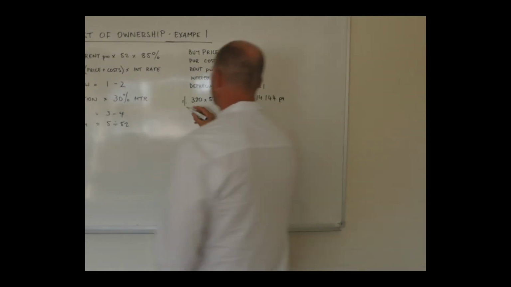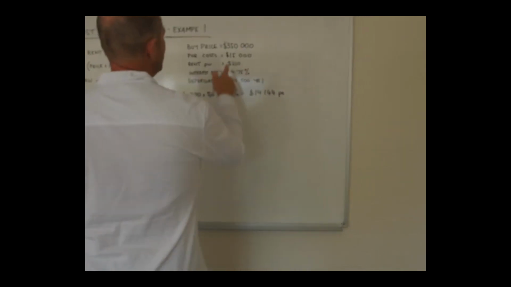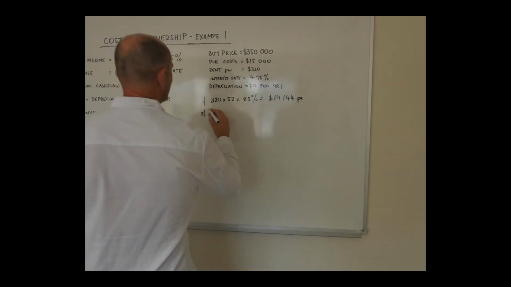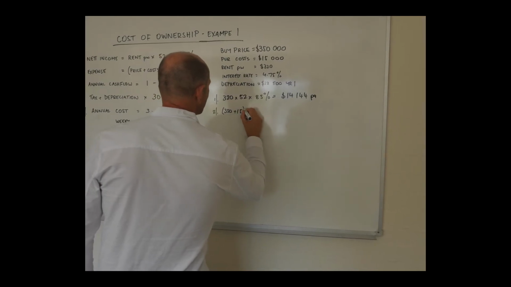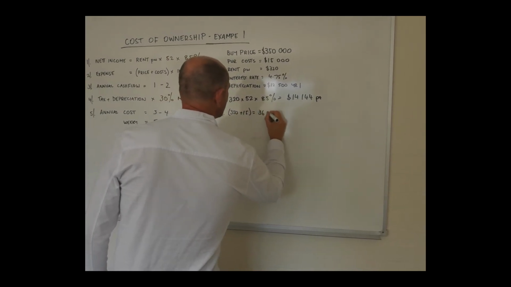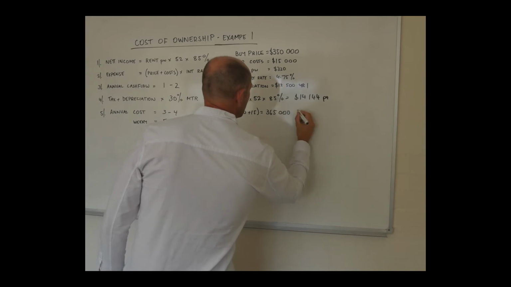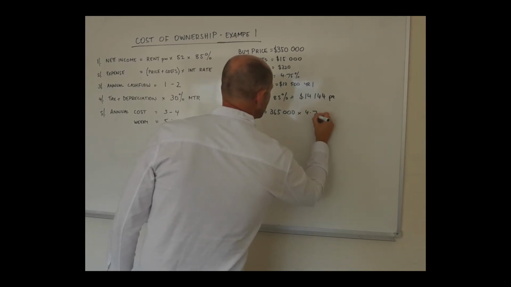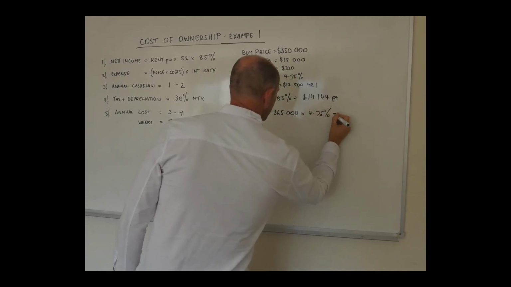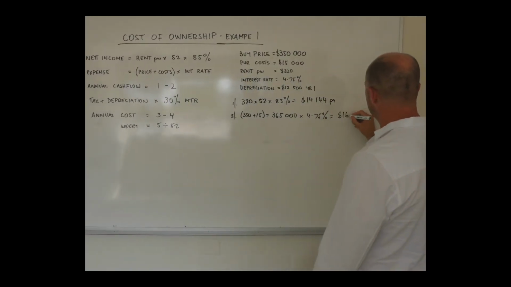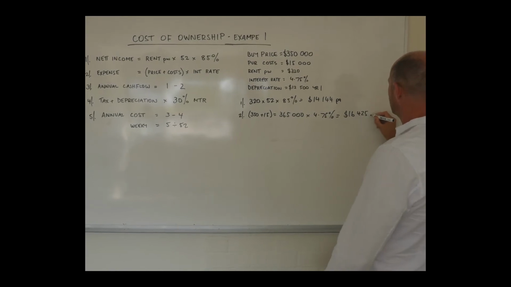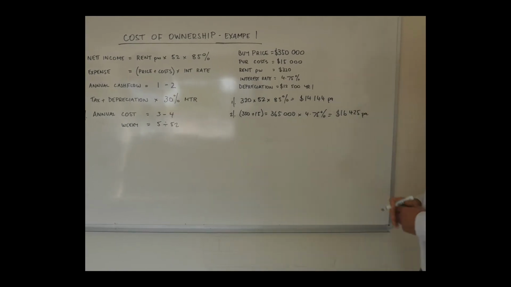The second calculation is the expense. So we know we had $350,000 for a purchase price plus $15,000 for costs, which equals $365,000. We then times that by 4.75% in interest, and then the magic number for that is $16,425 per annum in expense.